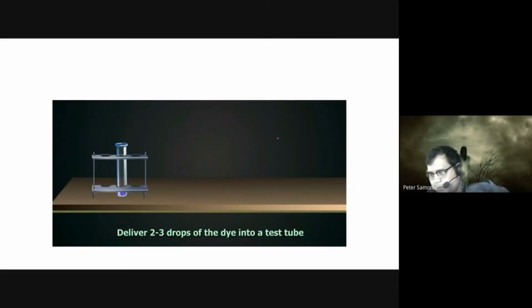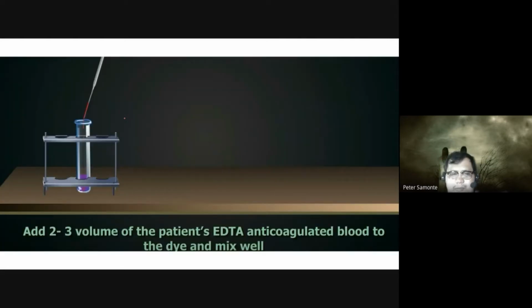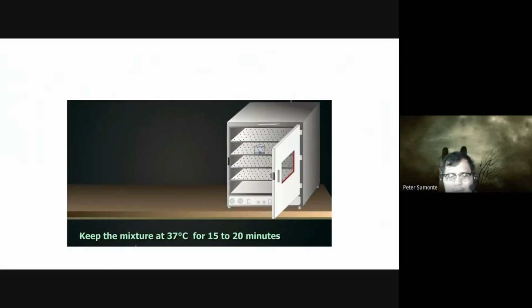Okay, here's a better visualization of your dry method. Now, sabi ko kanina, in a test tube, you have to add 3 drops of your methylene blue dye. After adding 3 drops of new methylene blue dye, you're going to add 3 drops of EDTA blood. Then, you're going to incubate it at 37 degrees for 15 to 20 minutes.